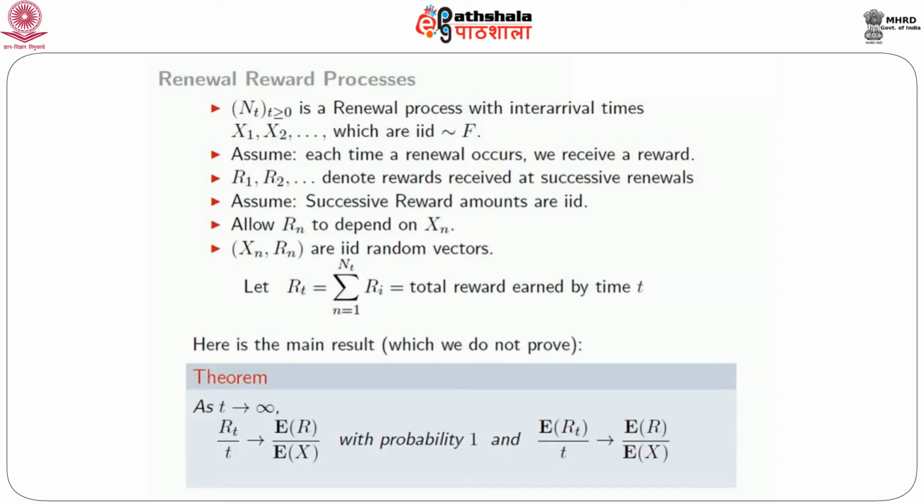So as t goes to infinity, first of all R_t by t, which is a random variable, converges to E[R] divided by E[X] with probability 1. And secondly, we have this same convergence also in expectation, which is that E[R_t] divided by t also goes to the same ratio, which is E[R] over E[X]. Of course, these are all assuming that E[X] is finite.